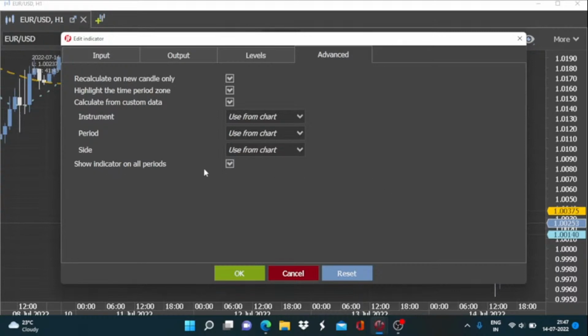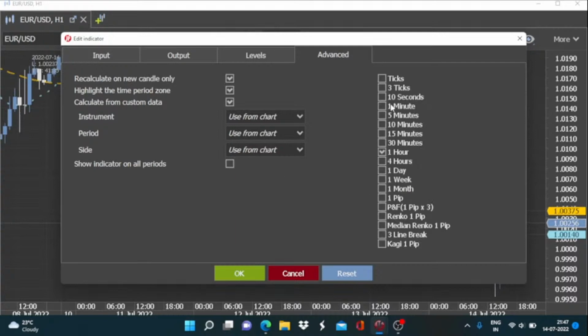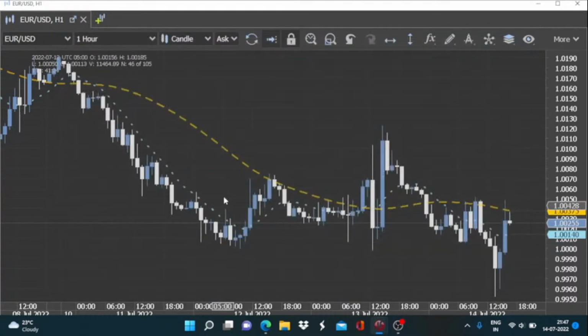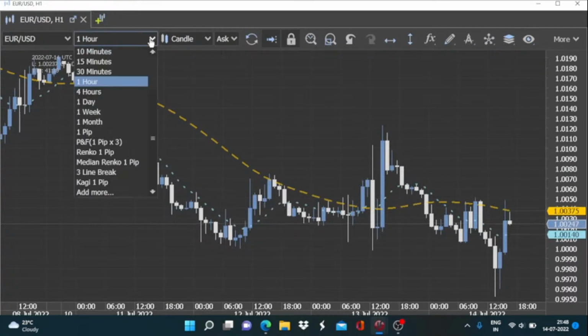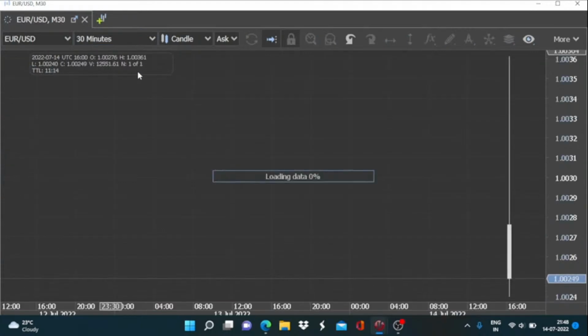And this is show indicator on all periods. So regardless of what is the candle period of the chart, the indicator will be shown on all the candle periods. If you change it to say any fixed candle period, then only on those time frames the indicator will be plotted. So now I have opted for 10 minutes and hourly. So these two LWMAs will be plotted only in case of the chart being hourly or 10 minutes. Suppose I make it half an hourly, no plotting will be done.